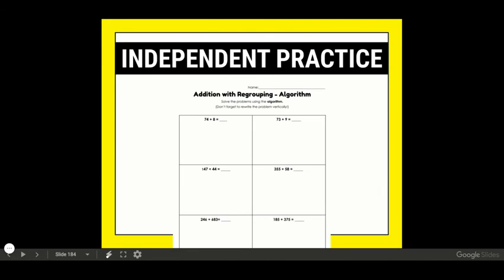Now for independent practice, you have a worksheet to turn into Edgenuity. There are 6 problems on this worksheet. Notice the directions. It says solve the problems using the algorithm. Don't forget to rewrite the problem vertically. So all of these problems are written horizontally, but when we solve using the algorithm, make sure you reline them up so that they're going up and down, and make sure you line up your problems so that the ones are on top of the ones and the tens are on top of the tens and the hundreds are on top of the hundreds. Great work today. Keep it up.